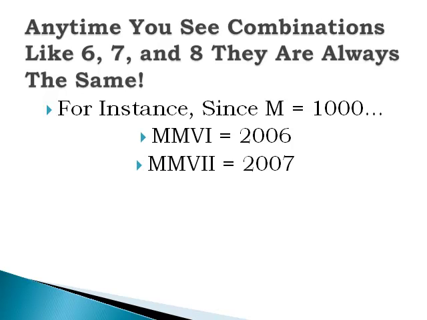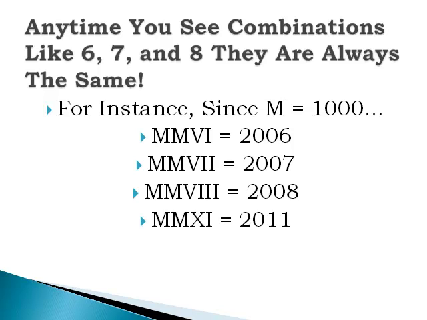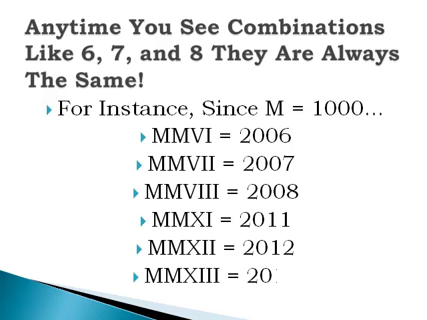MMVII equals 2007. MMVIII equals 2008. And, of course, MMXI equals 2011. MMXII equals 2012. And MMXIII equals 2013. You can see that these are numbers that we've already learned, except for now they have 2 M's in front of them, which means they are 2000, 6, 7, 8, 11, 12, and 13.